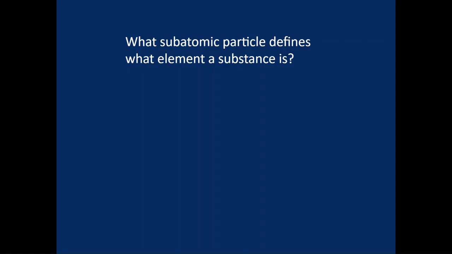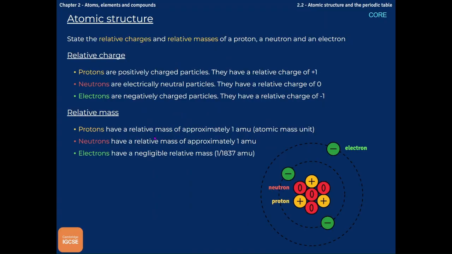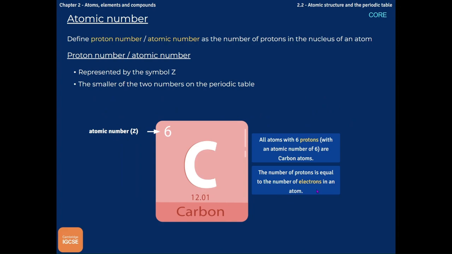Okay, so the subatomic particle that defines an element is the proton, right? We just talked about it. 6. This is its atomic number. Go back here. Protons are in the middle. However many you have defines the element. So 6 protons is always carbon. 1 proton is always hydrogen, right? We can't change that. That's what defines what our element is.